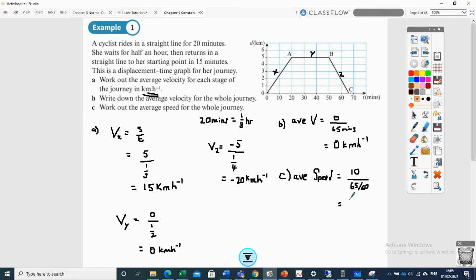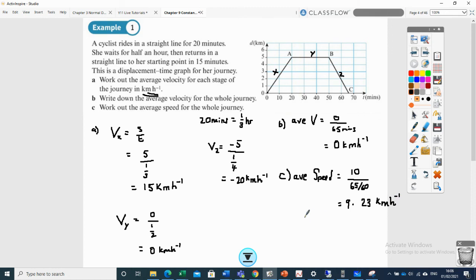And if we do that into our calculators, it will give us 9.23 kilometers per hour.